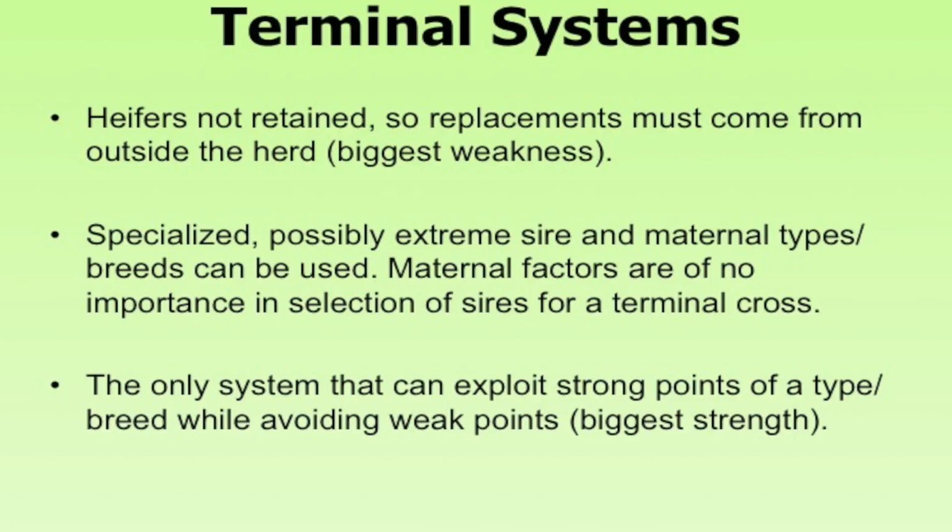The outside source could be a different breeder that's breeding those for you, or it could be a separate herd that you have to raise replacement females. It's very specialized. You can't select for the extreme sire types in a continuous system, because you're trying to hit in the middle with the maternal and market factors. The terminal cross is the only system that can exploit the strong points of a type and breed without having those weak points. And so that's what the terminal cross system does. And so two different types.